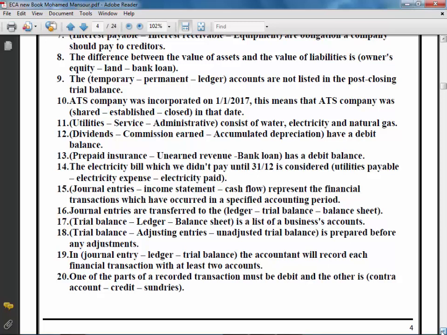Number 15. Journal entries, income statement, cash flow report the financial transactions which have occurred in a specified accounting period. The answer is journal entries.